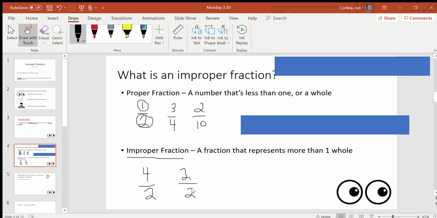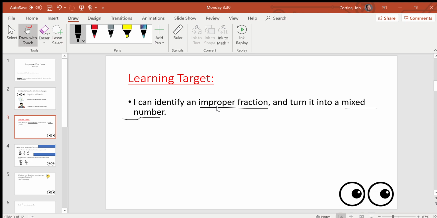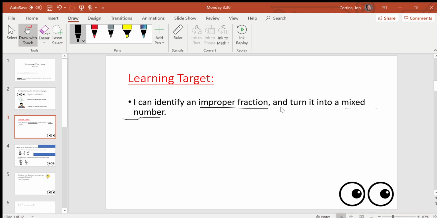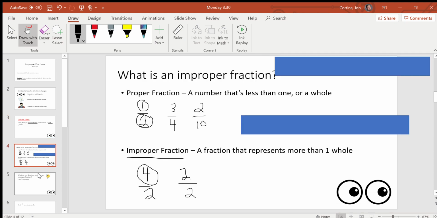Okay, that represents the whole because there's 2 parts total. But when we have a bigger number in the top, such as the 4, that's telling us that we have a whole and then some more. So it's a number that's bigger than one whole. Okay. We're going to go look at our target again. Today we're going to identify improper fractions, which I just taught you is any fraction that the number on top or in the numerator is bigger than the number in the denominator. Okay, so now we need to learn what to do with them, and we're going to turn them into mixed numbers.